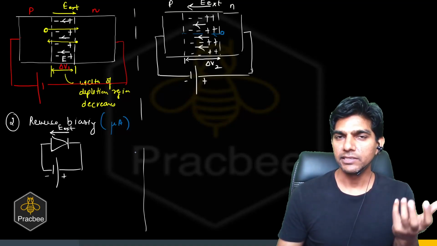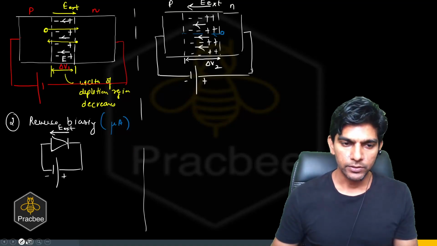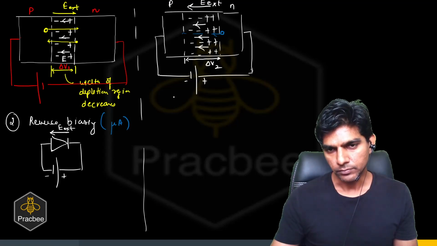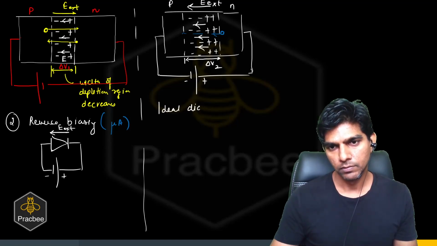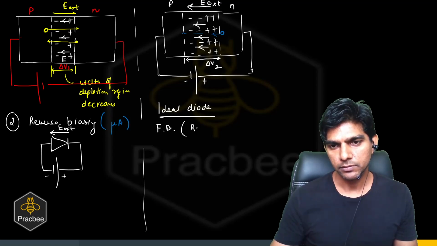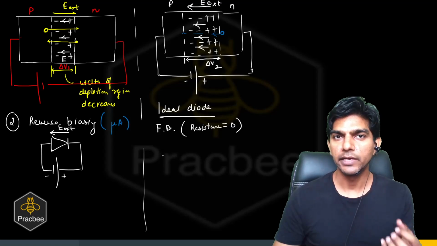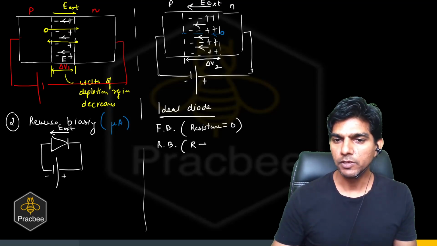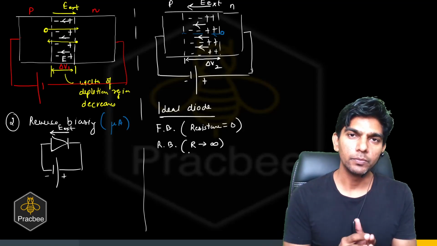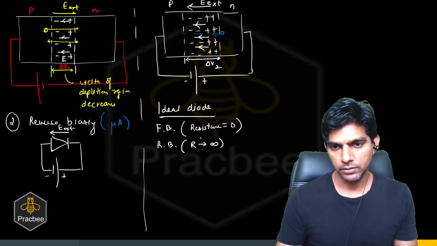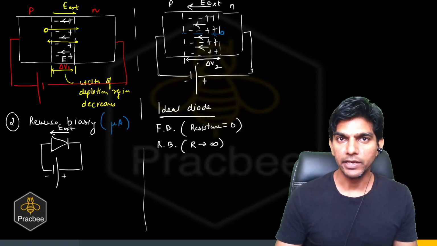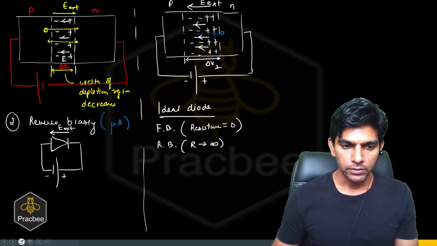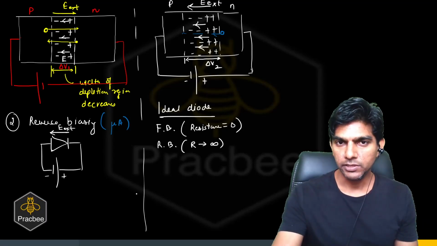Now, let us see the case of an ideal diode. In case of an ideal diode, we can say in forward biasing, the resistance is nearly zero. So we can say the diode is conducting in forward biasing, and in reverse biasing, the resistance tends to infinity, or we can say it will be a perfect insulator. There will be no current through the diode. It will behave like an open switch, right? So I hope this concept is clear.